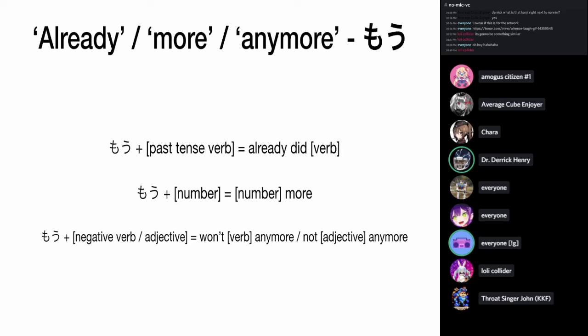The second usage is mo plus a number would be more whatever the number is. So 3 more is like mo san, or if you had a counter word, for example, mo san biki, it would be 3 more. And then the last way you could use it is mo plus a negative verb or adjective would be won't do something anymore or not something anymore. Anymore here, it's the same mo, anymore becomes the English translation, so it's just taking on a different English word, but it means the same thing. So I have an example for each of these.